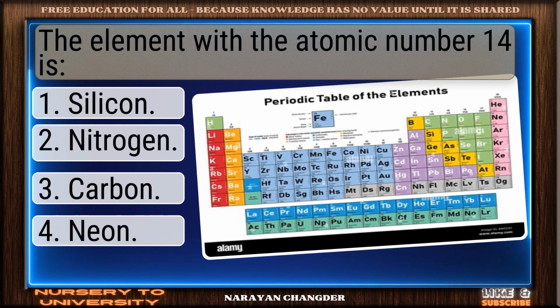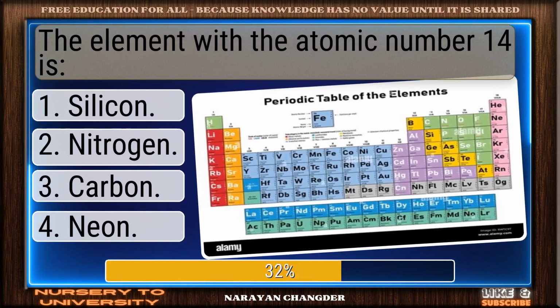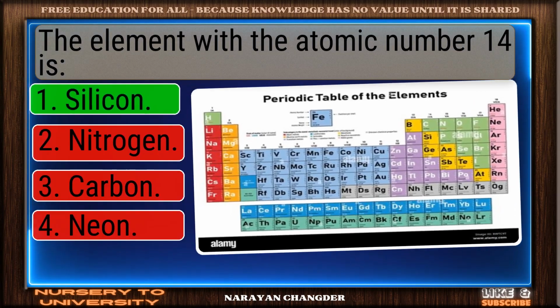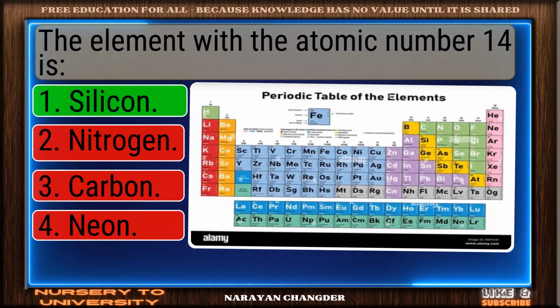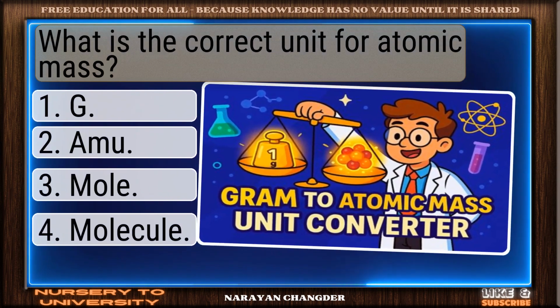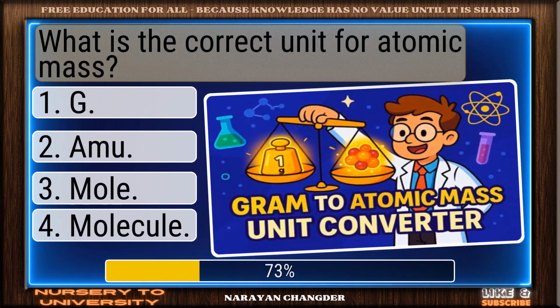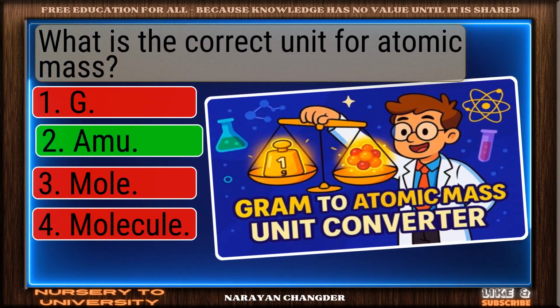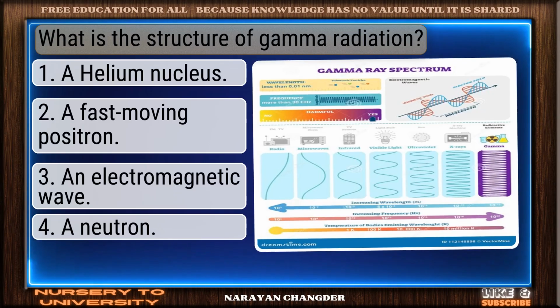The element with the atomic number 14 is... Well picked. Silicon is the correct answer. What is the correct unit for atomic mass? Correct. A mu is the right answer.